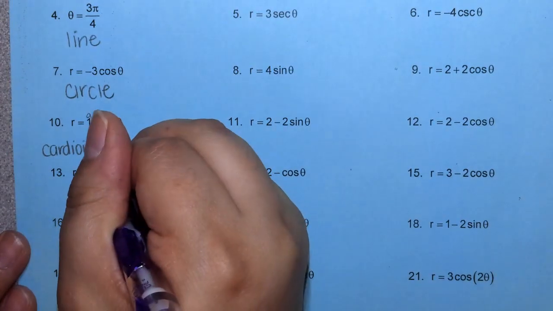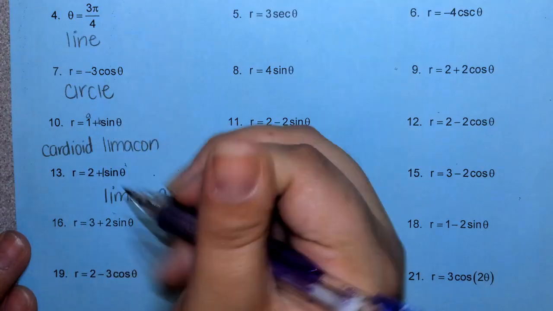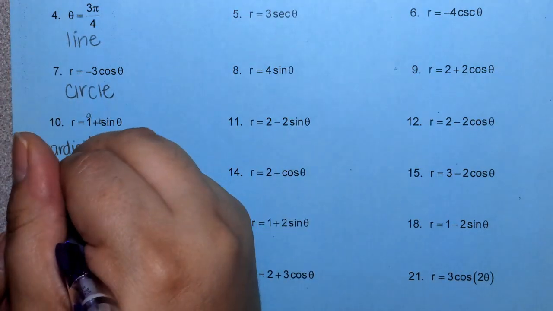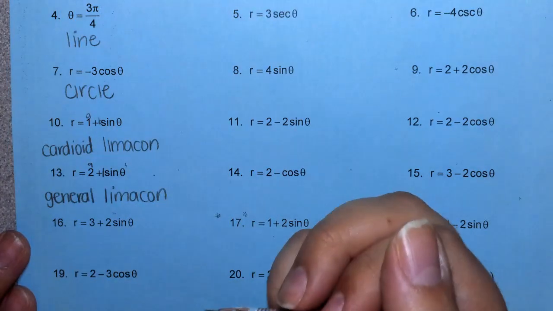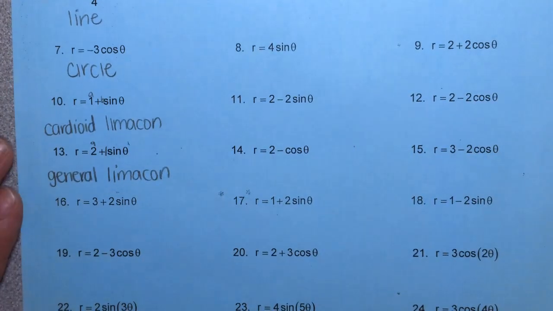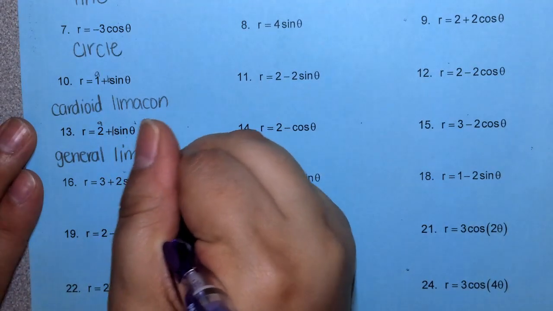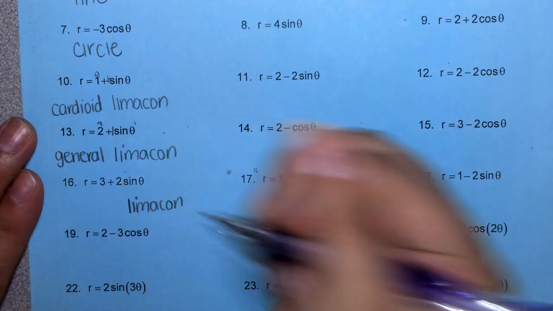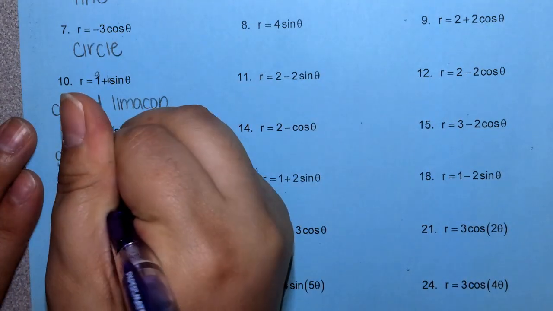13. What is this? What kind of limaçon is this? Because it has a plus or minus. General. A is bigger. It is general. Do we have to write limaçons? Yeah. Again, your quiz is going to be matching letters. So yeah. All right. 16 is also a limaçon because it has a plus sign. It is a general again. A is bigger than B.